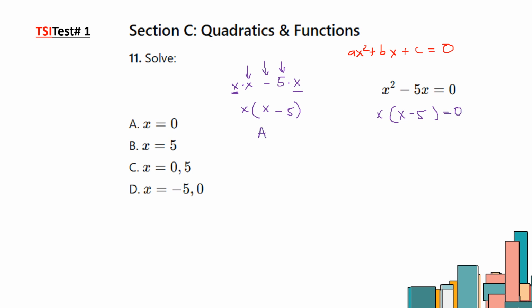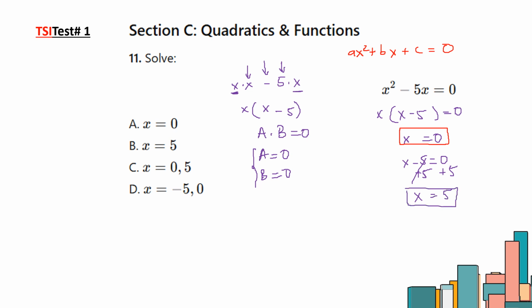Now remember the fact that if a multiplied by b equals 0, a will be equal to 0 or b will be equal to 0. So in this case, x will be equal to 0 or x minus 5 will be equal to 0. X equals 0 is already the answer, right? You don't have to solve for it. Now x minus 5 equals 0, so we add 5 to both sides. That's gone. We have x equals 5. So we have two answers, x equals 0 and x equals 5. So C is the correct answer.